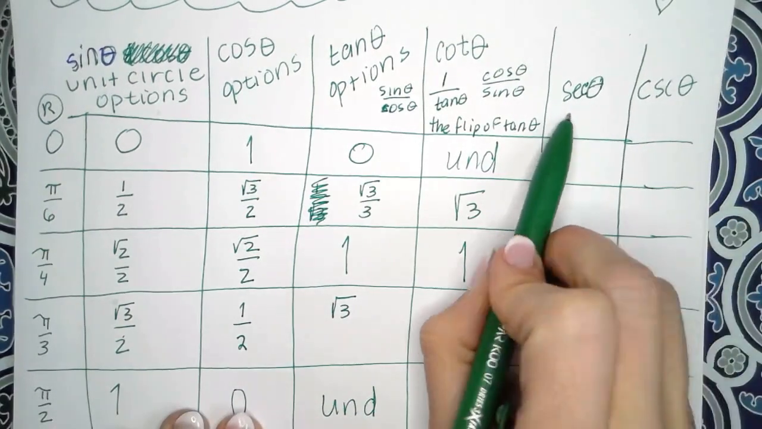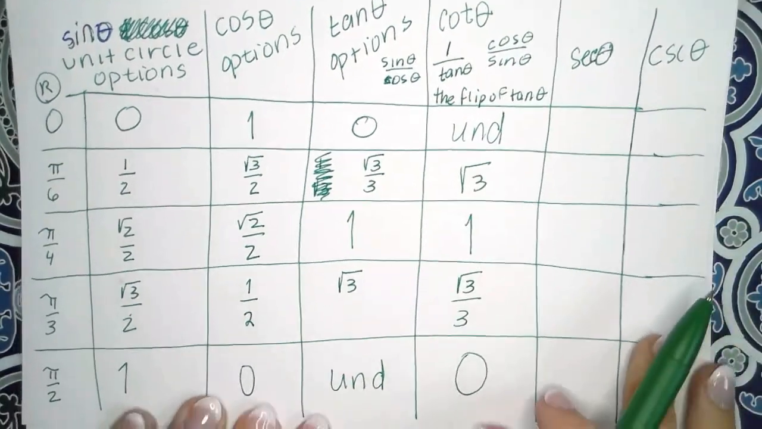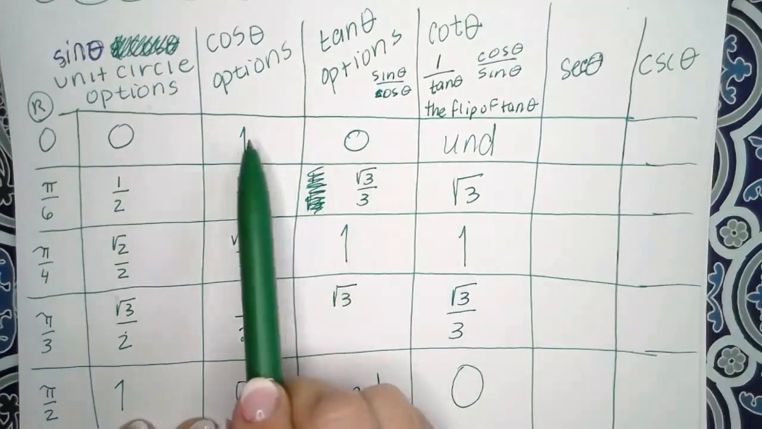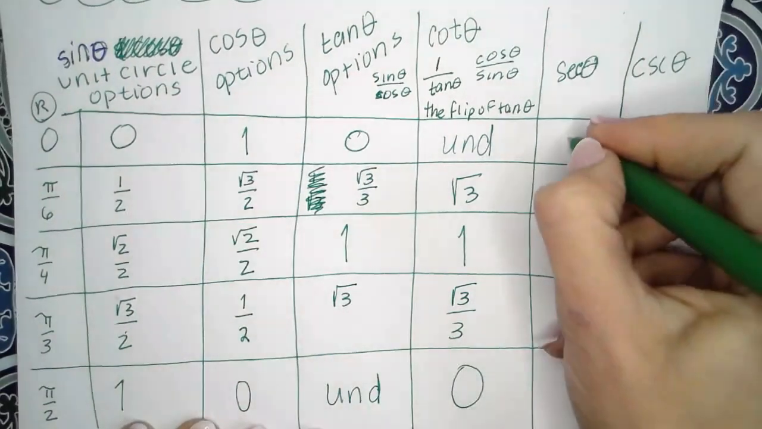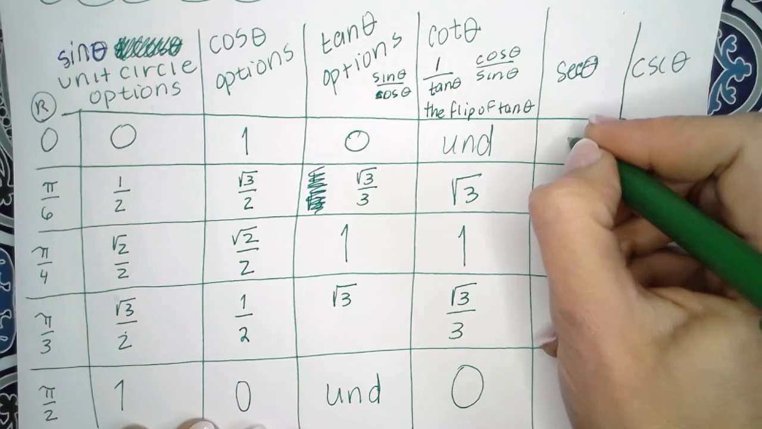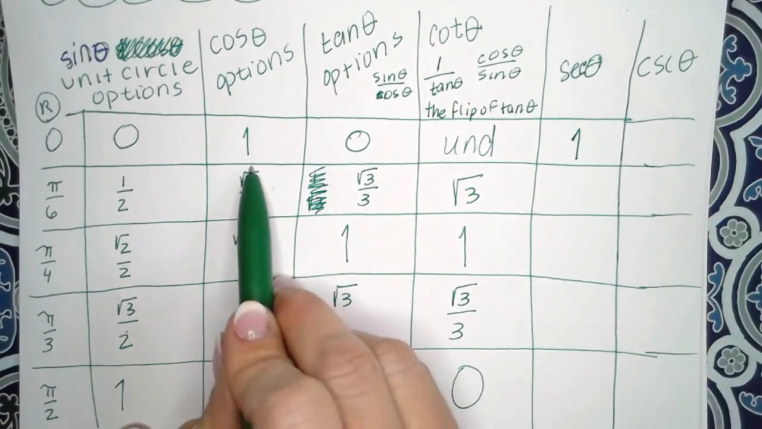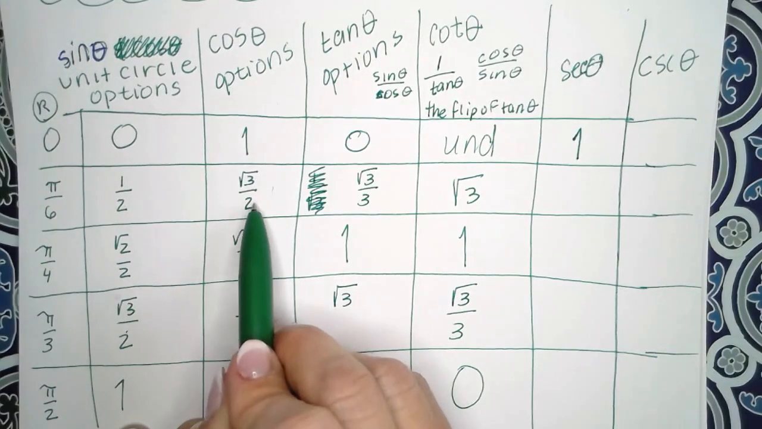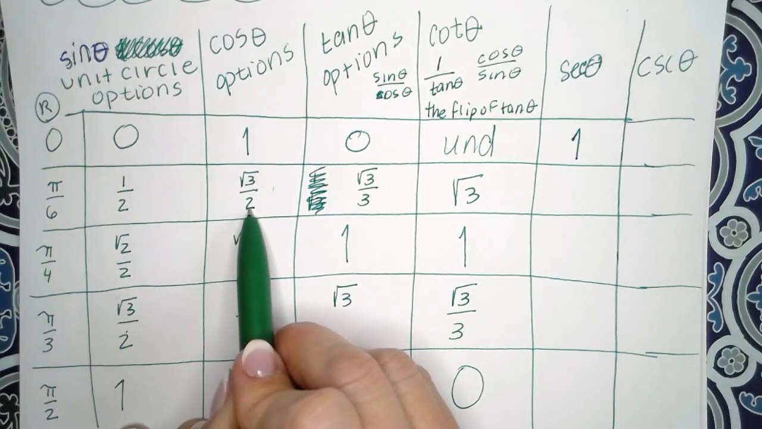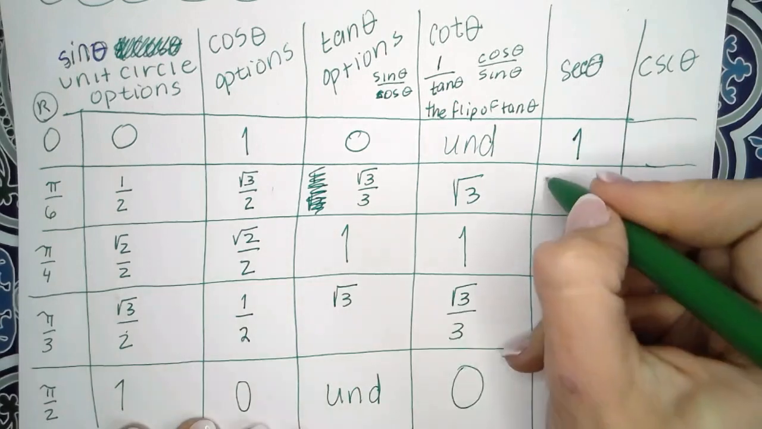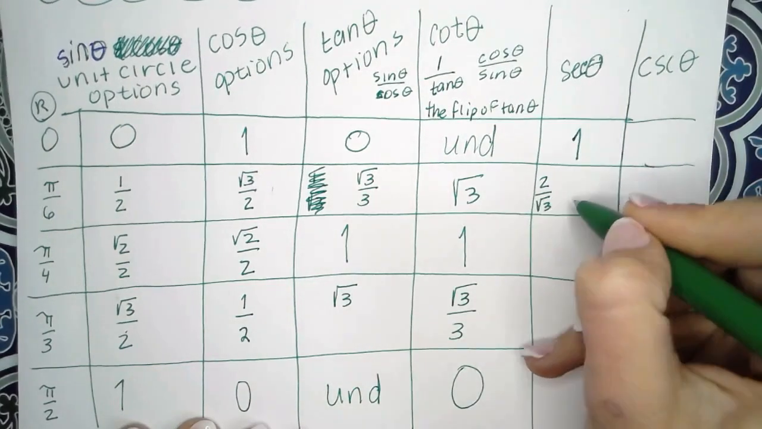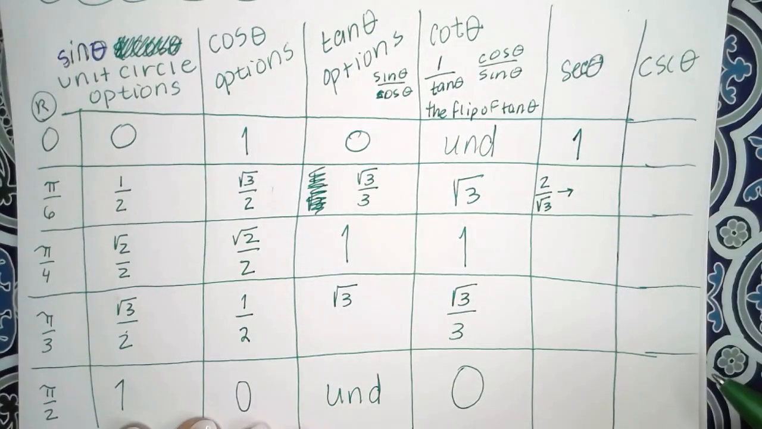Secant is the flip of who? Cosine. Look at my cosine column. What's the flip of 1? 1. There's not one person in this class, guys. All right, this one you actually have to do the work, but you're going to do it one time and never do it again. Marco, what's the reciprocal of 2 over square root of 3? Rationalized. I don't want to write it like this. If I rationalize it, what's my answer?